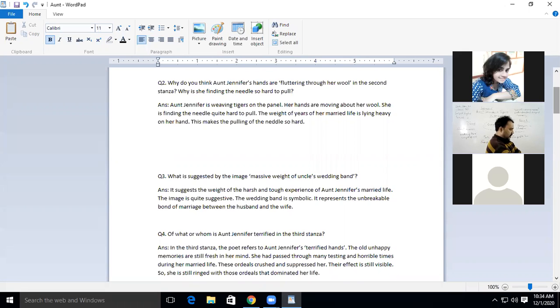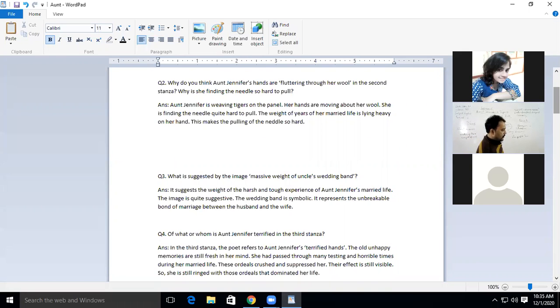The image is quite suggestive. It is suggesting to us. The wedding band is symbolic. It represents the unbreakable bond of marriage between the husband and wife. Yes, Prakshal, would you like to add anything more? Yes, sir. Yes, of course. Go ahead.